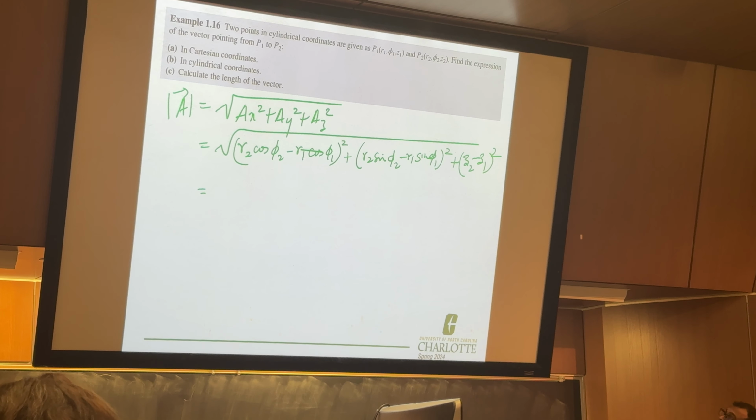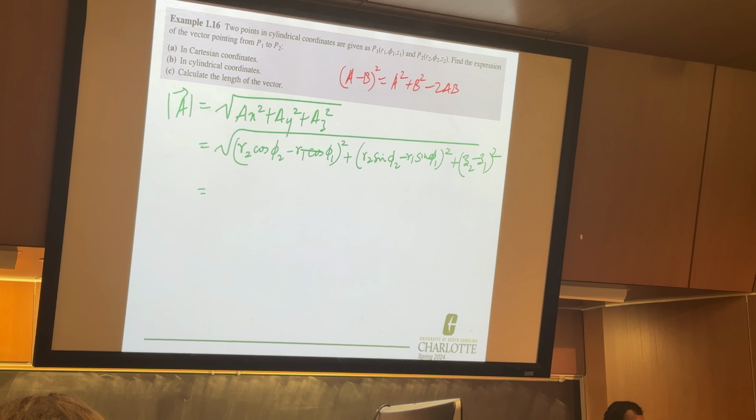Now, we all know these expansions, right? (a − b) squared is a squared plus b squared minus 2 times ab. Okay? So you apply that to the first two square terms, alright?